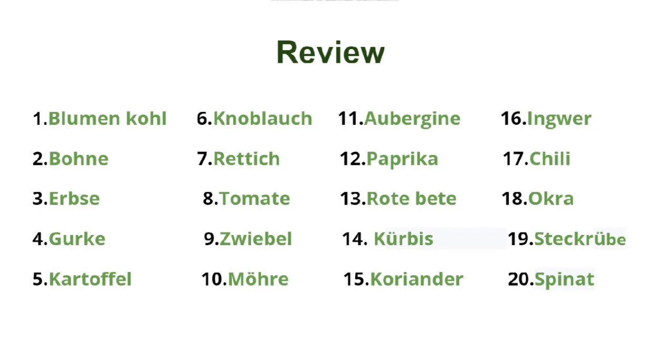Ninth one is Zwiebel. Z gives the sounds of S in German language, that's why it is called Zwiebel. 10th is Möhre. Here O with umlaut, double dots over it, gives the sounds of U, that's why it is called Möhre.